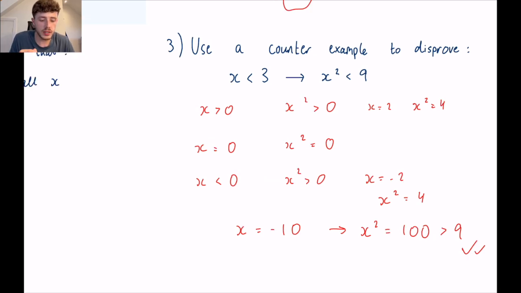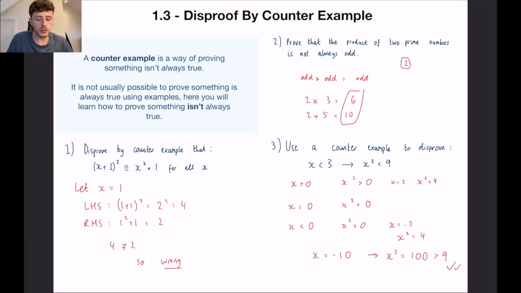It's good to get in the headspace of thinking about all the different types of x values you can have: positive, negative, 0, odds, evens, as you will see in the next couple of slides. All of these are very useful.